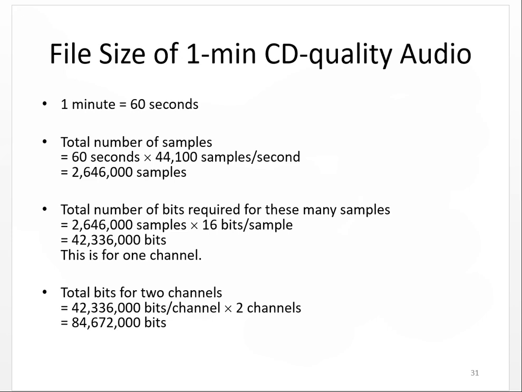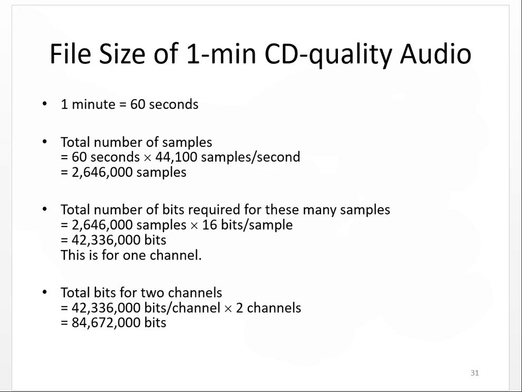Now the total number of bits required for these many samples. We know the bit depth was 16 bits per sample. To find the total number of bits from the samples, we multiply by 16 bits per sample, and the samples cancel out. This is for one channel. For two channels, we multiply by 2: the bits per channel multiplied by 2 channels, and the channel cancels out.